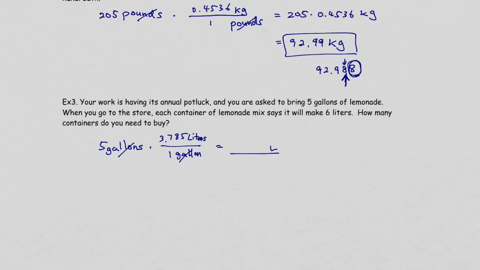You do 5 times 3.785, and you end up getting 18.925 liters. So you want to know how many 6-liter containers are in there, so that you know how many cans you're going to buy. It comes out to be 3.15. Since you cannot buy 3.15 cans, you want to get 4 containers. You will have some left over, but it will make the 5 gallons.